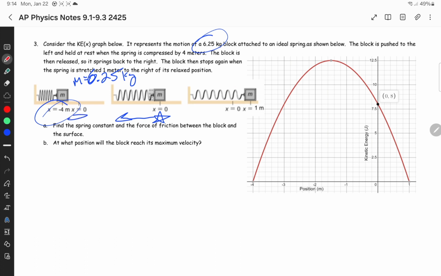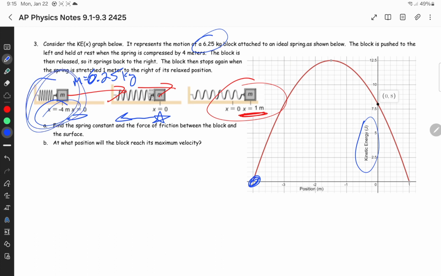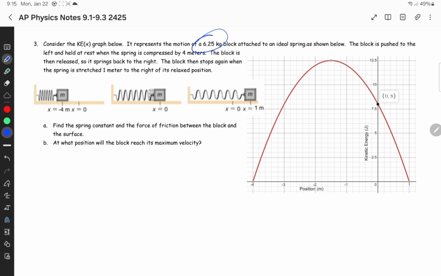And then we're going to let it go, and it's going to go springing back to the right, and it gets only to a position of 1 meter before it stops again. Okay, and the graph shows us the same thing, because our vertical axis here is kinetic energy. At a position of -4, our velocity and therefore kinetic energy are 0, and then it springs back to the right and gets back to a velocity and kinetic energy of 0 here at x equals 1. Okay? Based on all of this, what we're going to try to do is figure out both the spring constant and the force of friction.